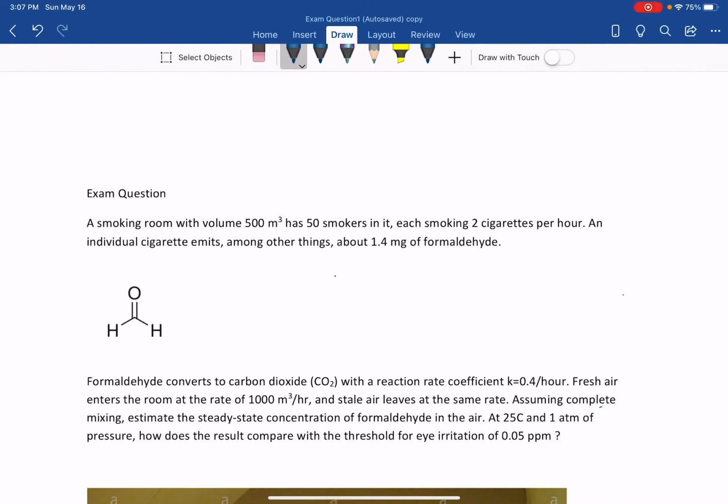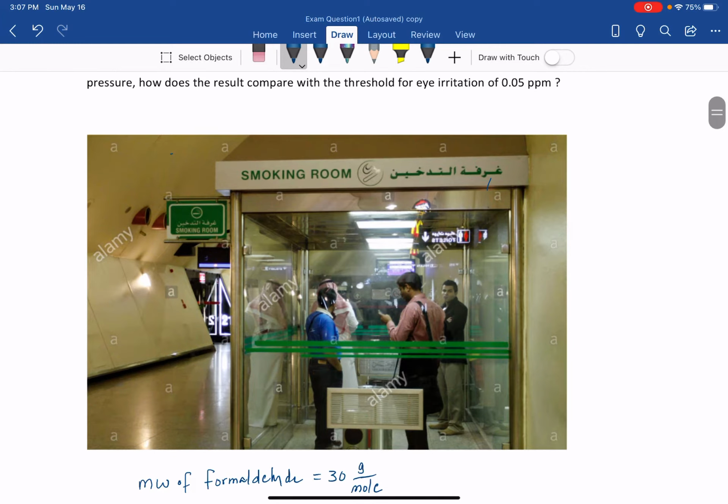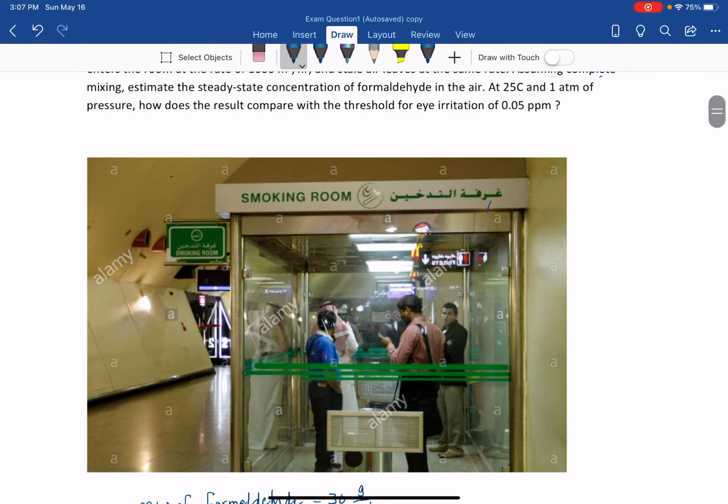Okay, Bismillah. Let's see this exam problem. A smoking room with a volume of 500 meter cube. You can see the smoking room when you go to the airport, where people could stand inside, or sometimes sit down inside so they could smoke.